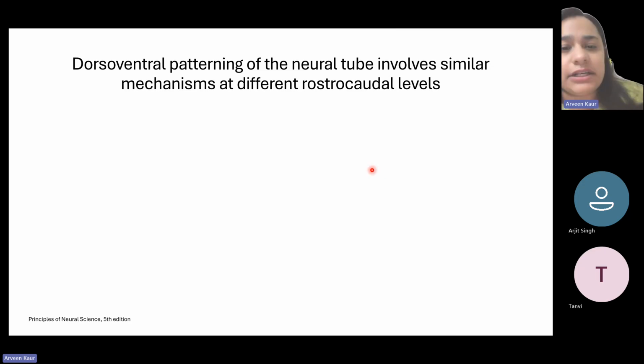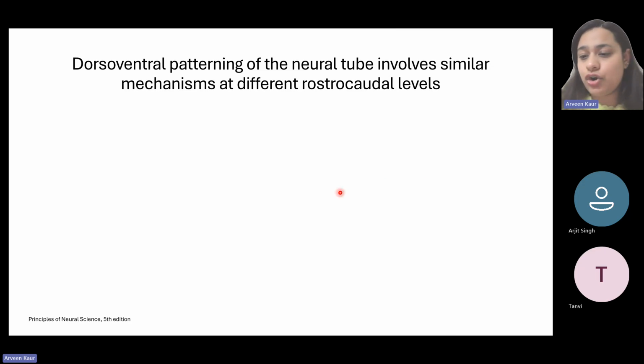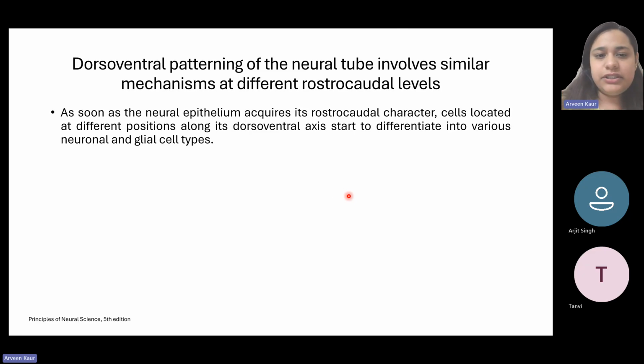So what we will study over here is that even across this rostrocaudal axis, even at one locus, if you see, rostrocaudal will have forebrain in the front, hindbrain at the back, right? Even if I just pick up the forebrain and look at it, the top part of the forebrain might have a different kind of patterning, and the lower half of the forebrain will have a different kind of patterning, right? That is the dorsoventral axis, which is what we are going to study over here.